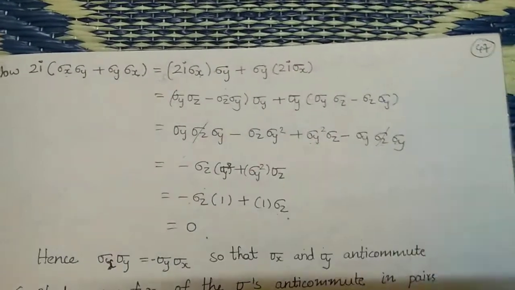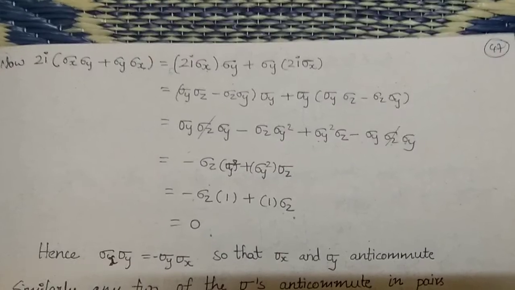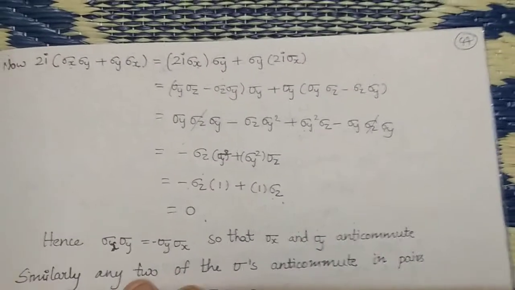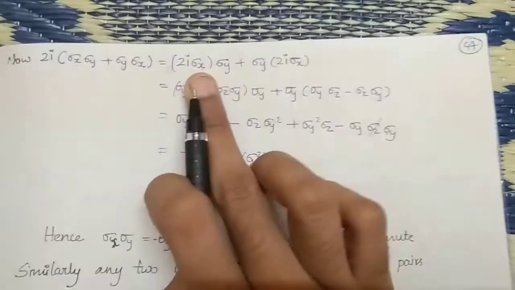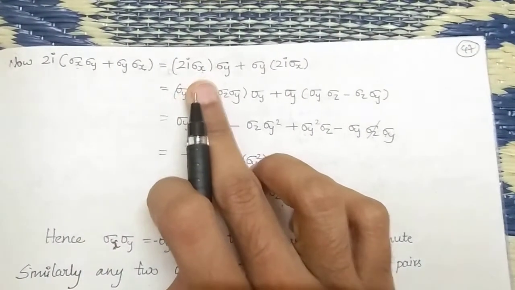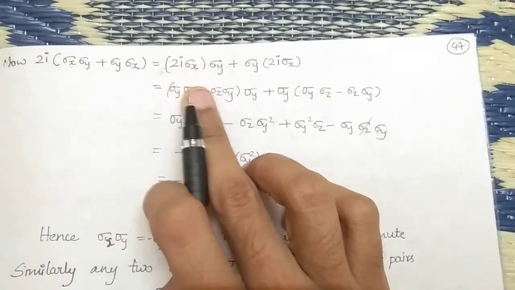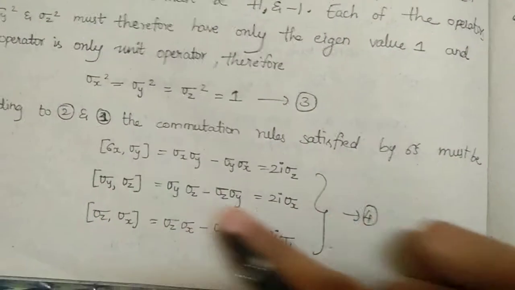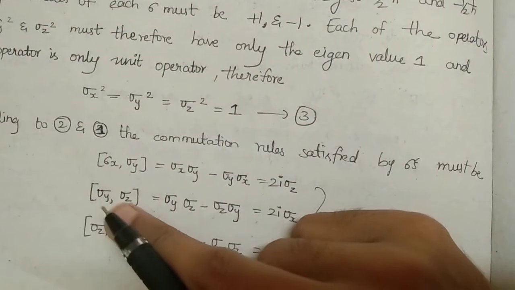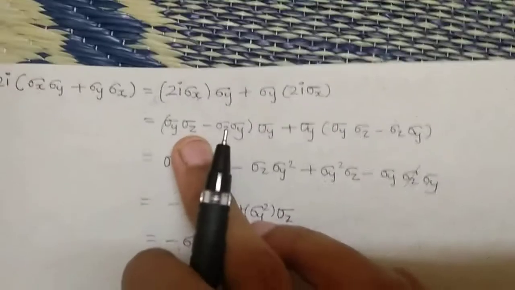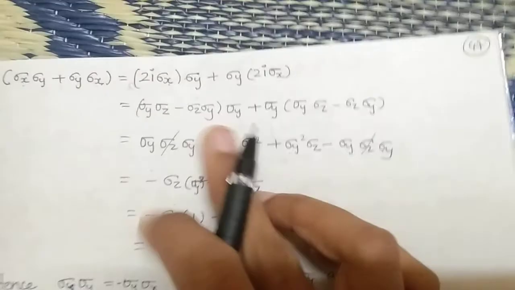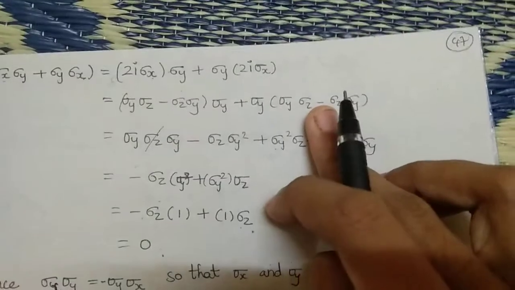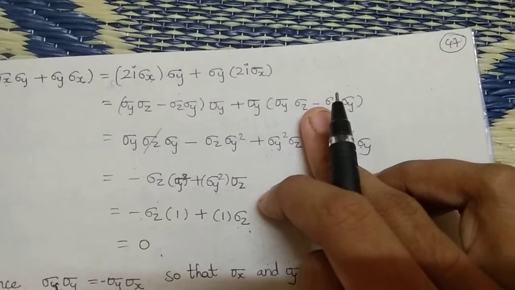2i sigma x, and as we already know, 2i sigma x is nothing but the commutation of sigma y sigma z. That is, from here, 2i sigma x is nothing but the commutation of sigma y sigma z. So that one we have to substitute here. So commutation of sigma y sigma z is nothing but sigma y sigma z minus sigma z sigma y. So we have this thing. So here also the same thing we have to replace. And now finally we have to do the product.